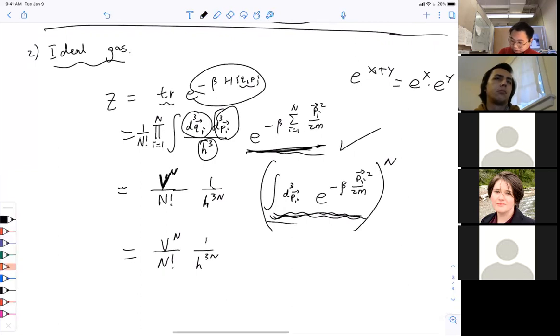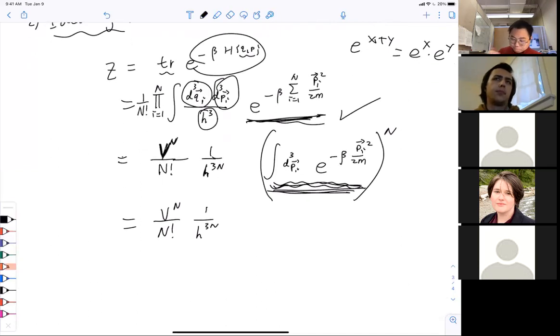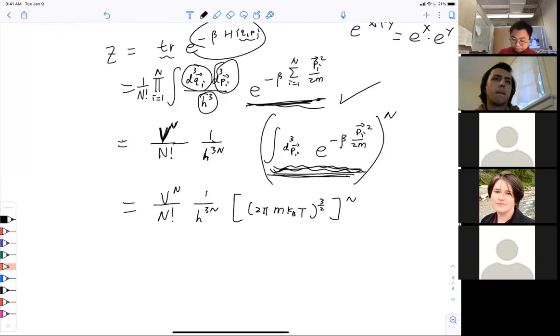I'm pretty sure you can do this integral by yourself because it's just a Gaussian integral, right? Yeah, you know how to do it. Okay, so I'll just write down the answer for you guys. 2 pi m kBT.